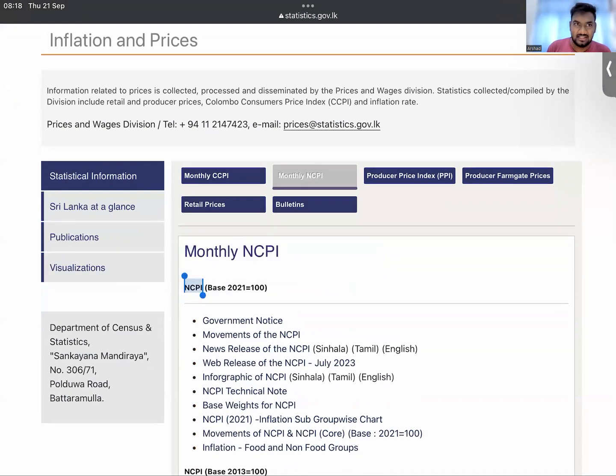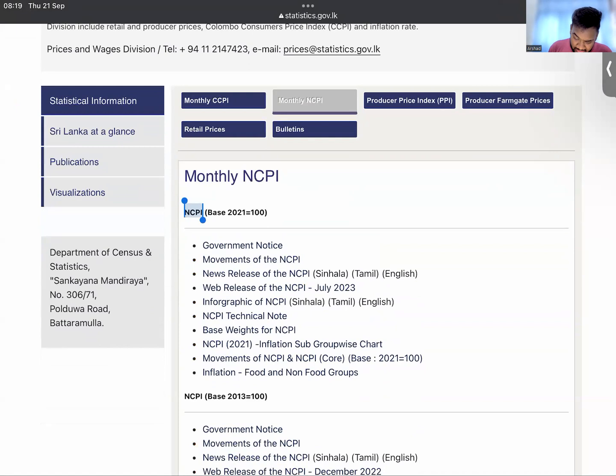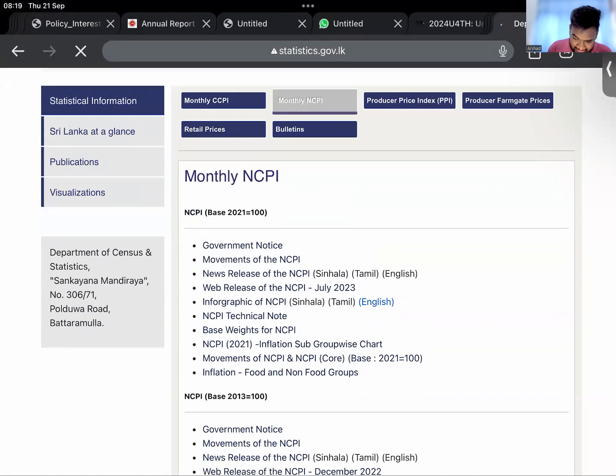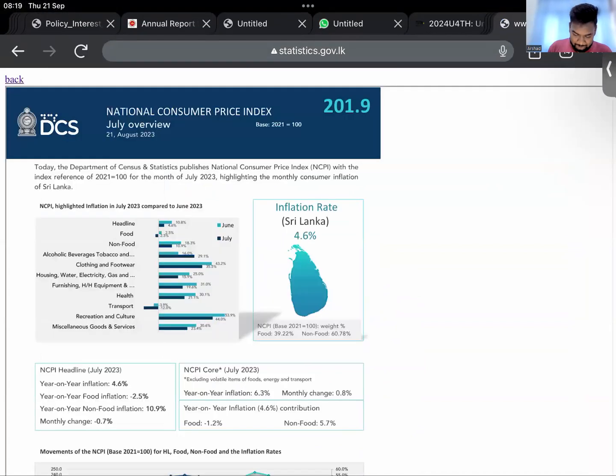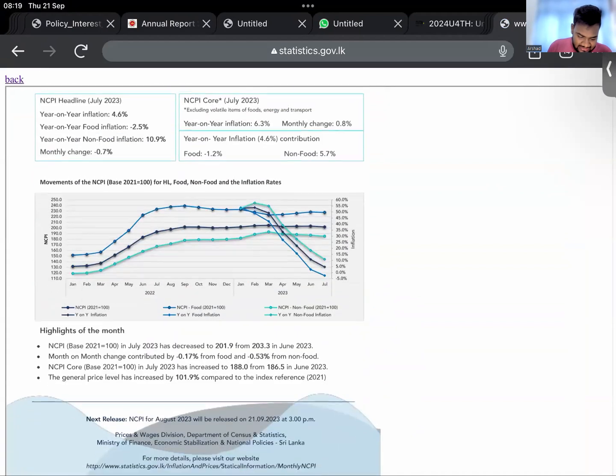The base year is 100. That's an index, no? So you equate the index to 100, and then you see whether it has decreased or increased. If you go to the infographic of NCPI, you will get the details. The comparison is there, guys. It's there on the website.